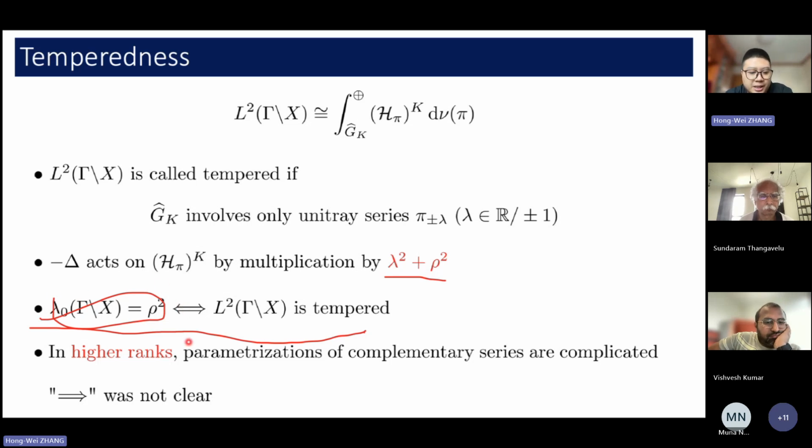But in higher ranks, there is a problem because in higher rank, from right-hand side to left is also easy by definition. But from left to right, we are not sure lambda is always purely imaginary. It means that we cannot conclude as we did in rank 1. So this is a problem since a long time. So we cannot get the equivalence like here. We get only from right to left.